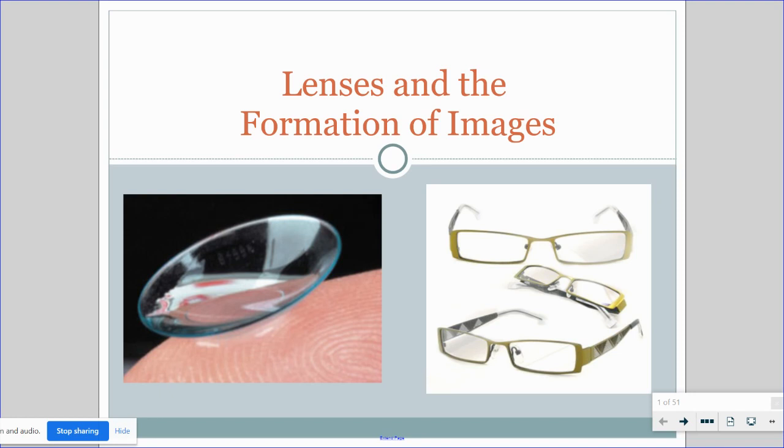Hello, everyone, and welcome to Lesson 7, Lenses and the Formation of Images. This is our last lesson in optics for the year, and we're going to move on to biology. So you made it through. Good job.